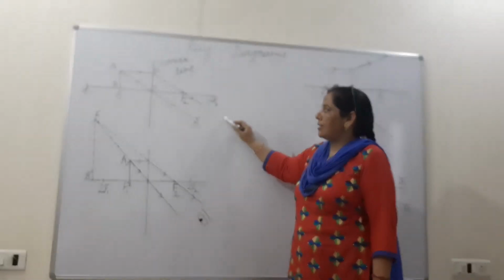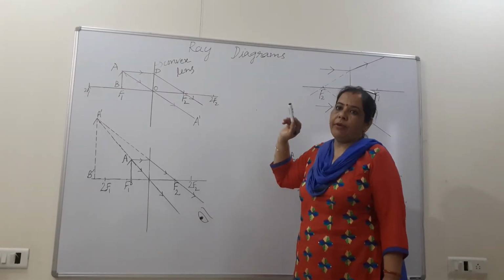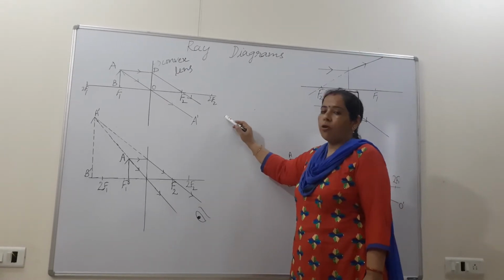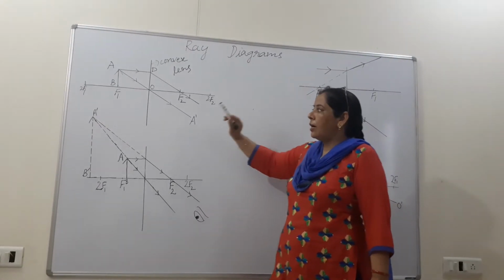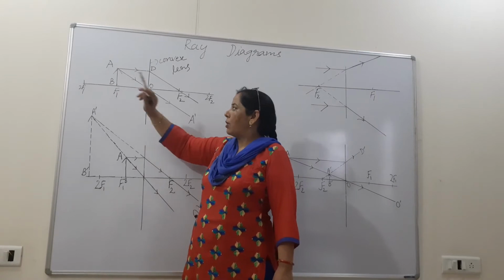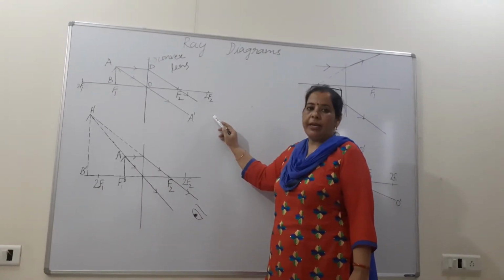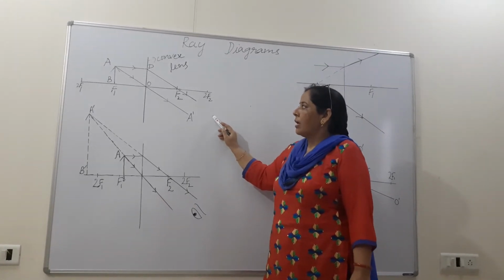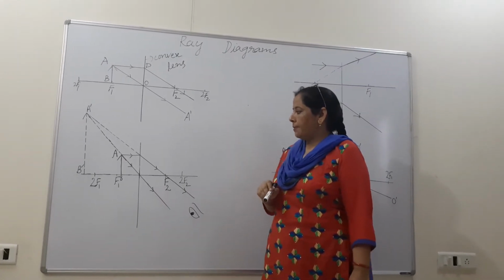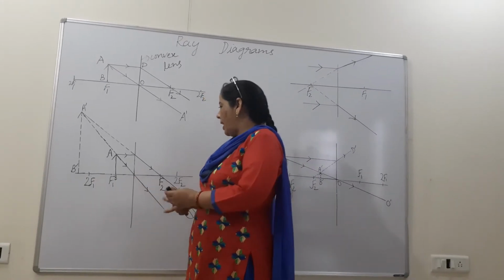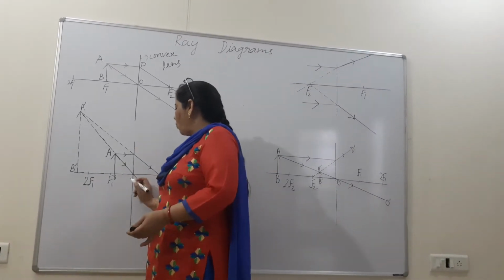This is used when we are performing graduation level experiments, in the collimator of a spectrometer, where the object is kept at the focus and the image forms at infinite distance. The next diagram is when the object is kept between F1 and O.